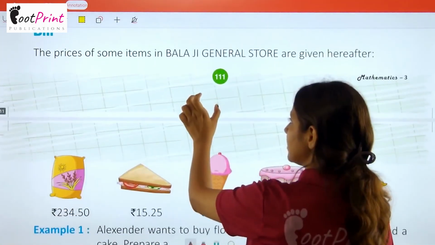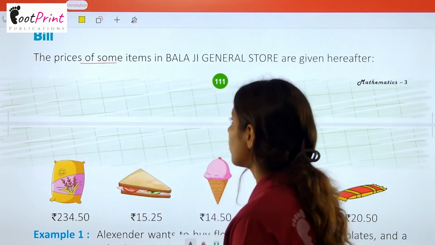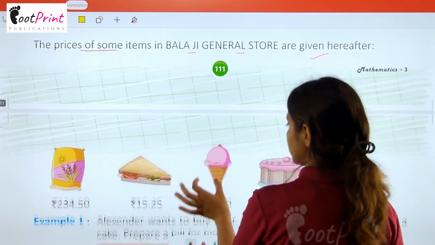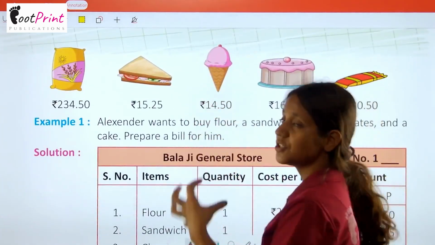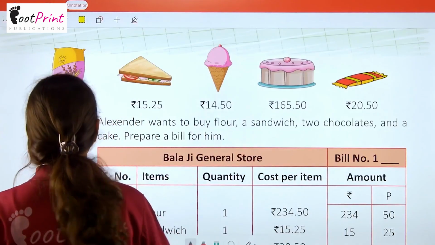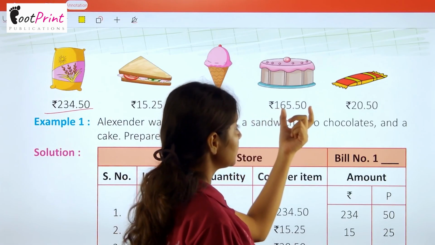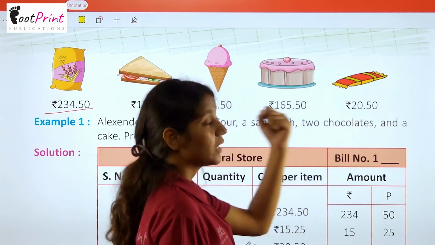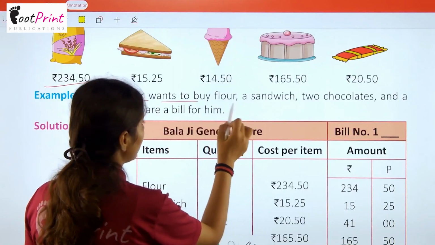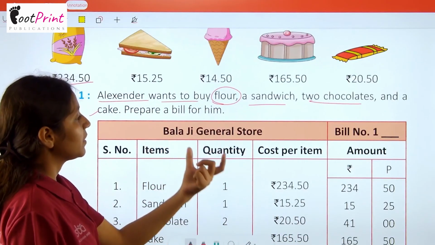Then we have next topic of this chapter, that is bill. The prices of some items in Balaji General Store are given here. First is 234, then 15.25, then 14.50, then 165.50, then 20.50. Now example number 1 is Alexander wants to buy flour, a sandwich, 2 chocolates and a cake. Prepare a bill for him.